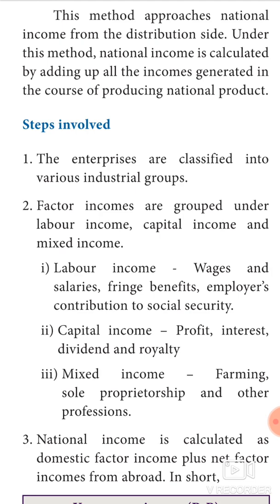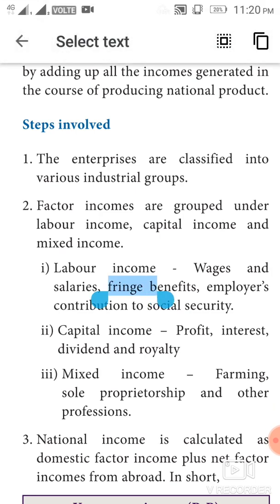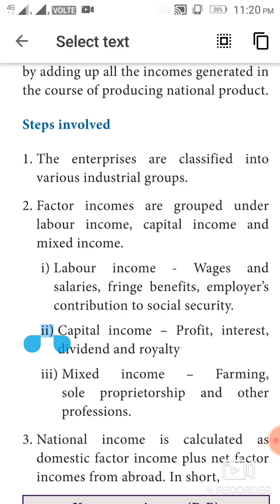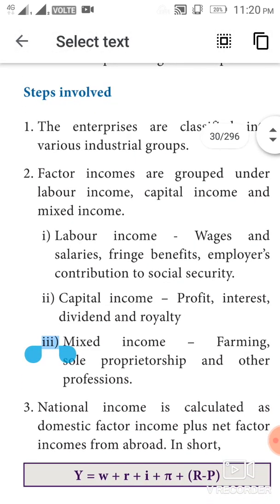Labor income: wages and salaries, fringe benefits, employers' contribution to social security. Fringe benefit: the meaning of fringe benefit is an extra thing that is given to an employee in addition to the money she earns. Capital income: profit, interest, dividend and royalty. Mixed income: farming, sole proprietorship and other professions.